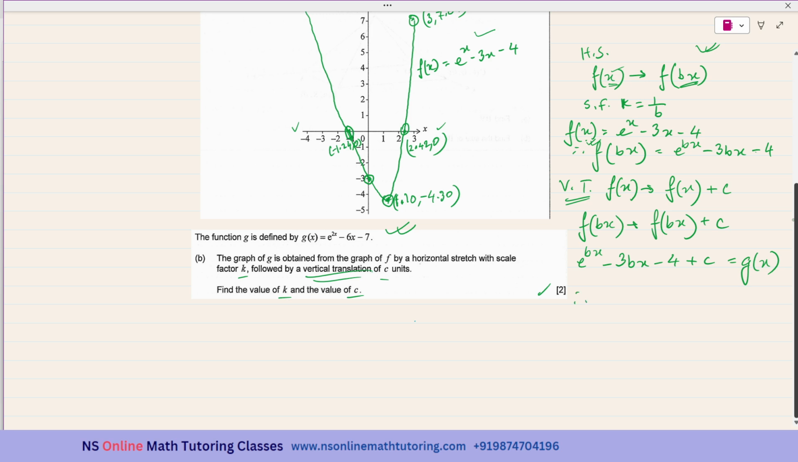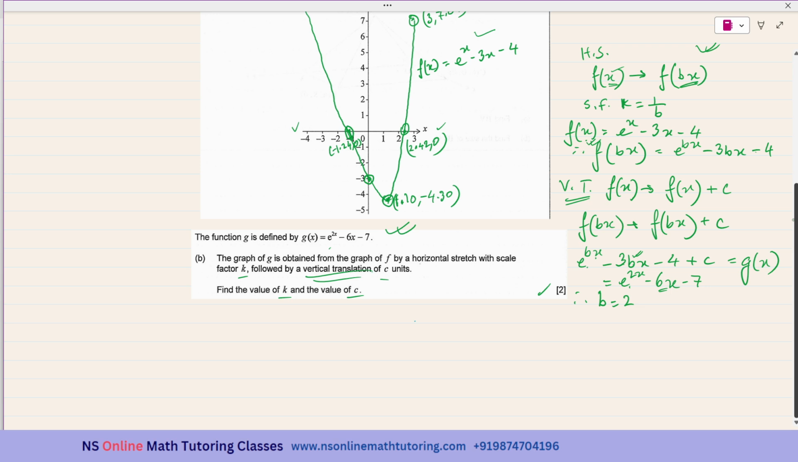Therefore, g of x is equal to e to the power of 2x minus 6x minus 7. You see, this is e to the power of bx and this is e to the power of 2x. Therefore, b has a value of 2. If you put b as 2, 3 times 2 is 6, so you are having 6x. So the b value is indeed equal to 2.